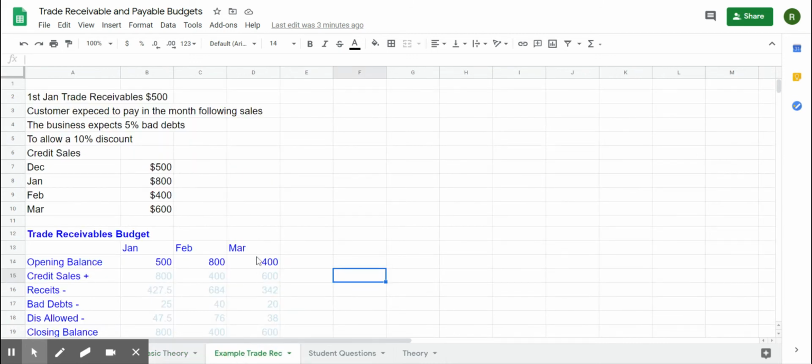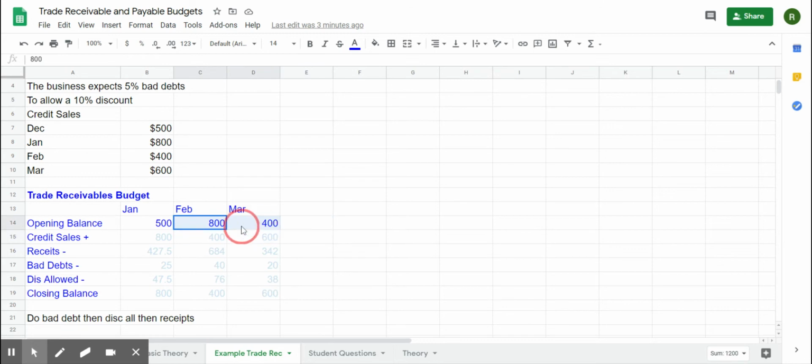Quick example of how to do one. Well, here we've got a business. Business has given you the information on their monthly sales. It gives you the opening trade receivables, and it also gives you information, the fact they expect a 5% bad debt, and they also expect to allow a 10% discount.